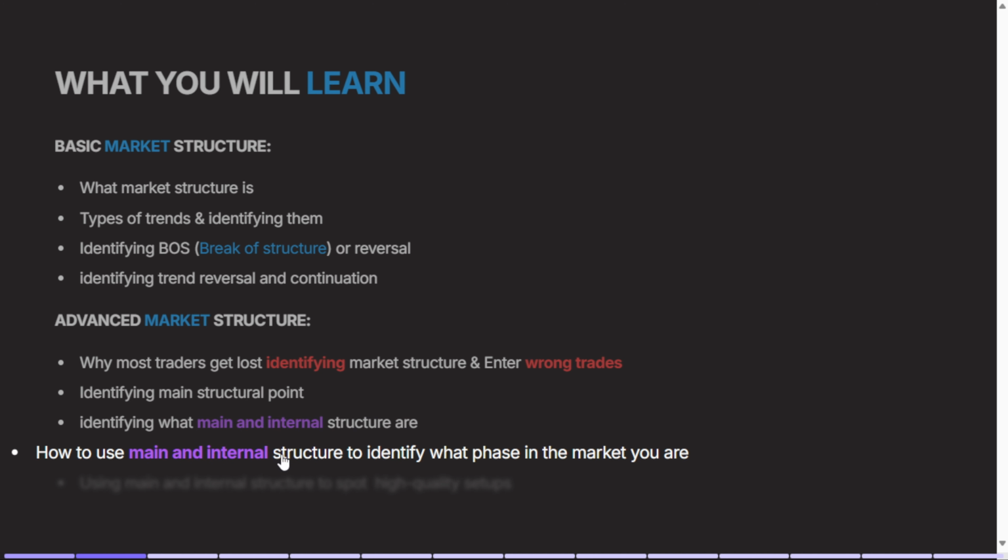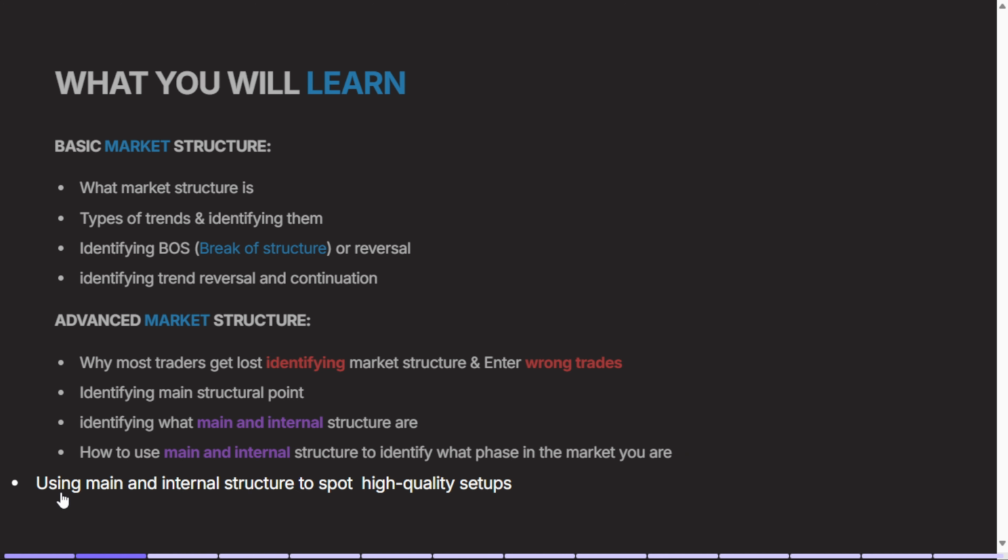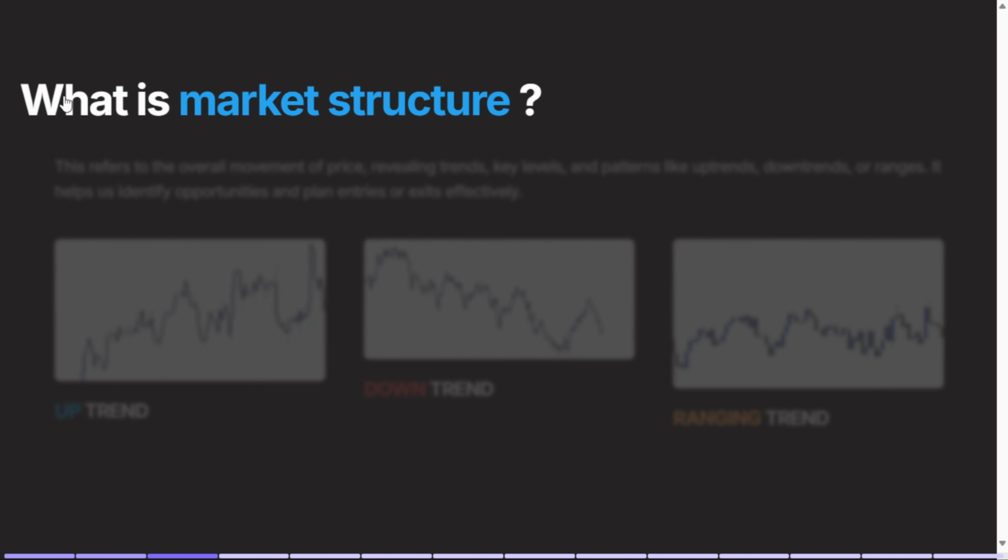You're going to learn how to use main and internal structure to identify what phase you are in the market. Are you in a pullback phase or are you in a continuation phase as the market resumes the trend? You're going to learn using main and internal structure to spot high quality setups. So, with that being said, let's dive in. Which brings us to the question, what is market structure?